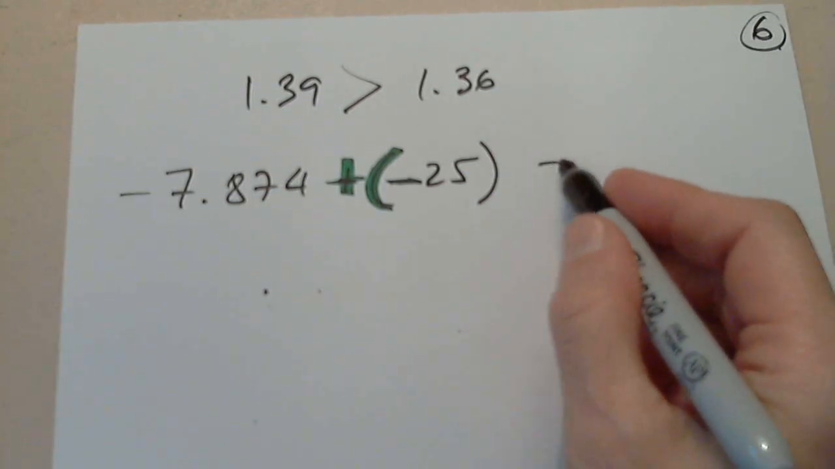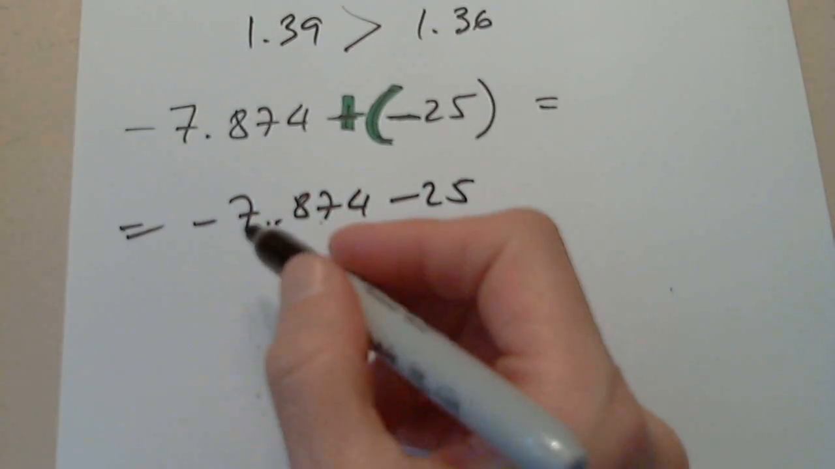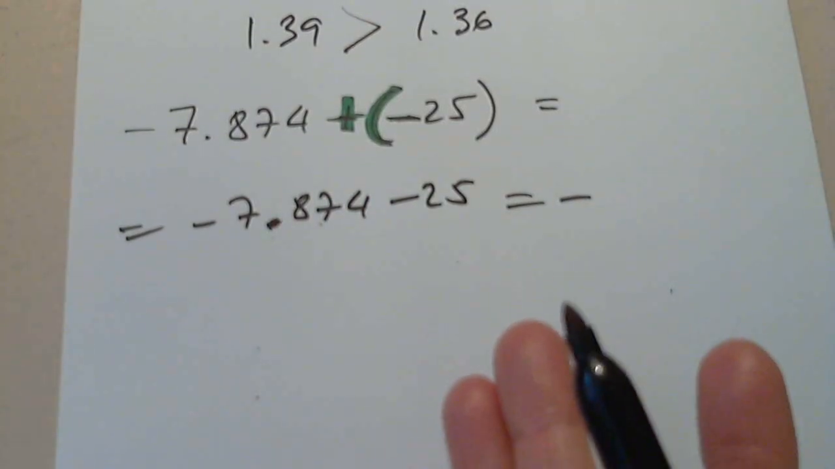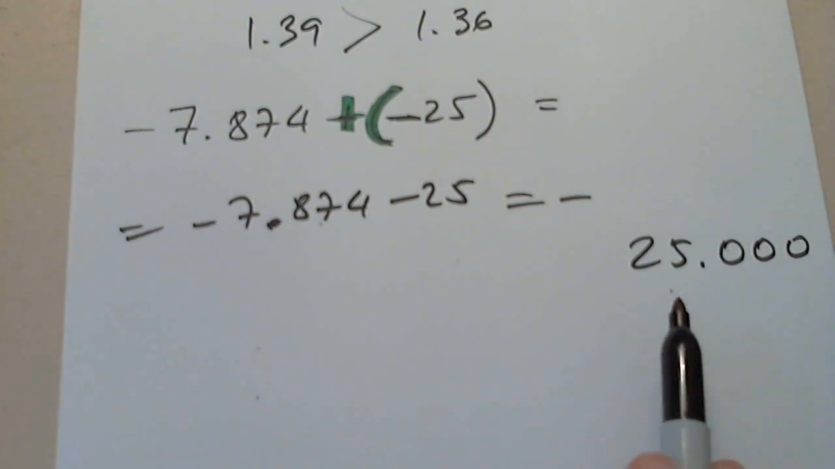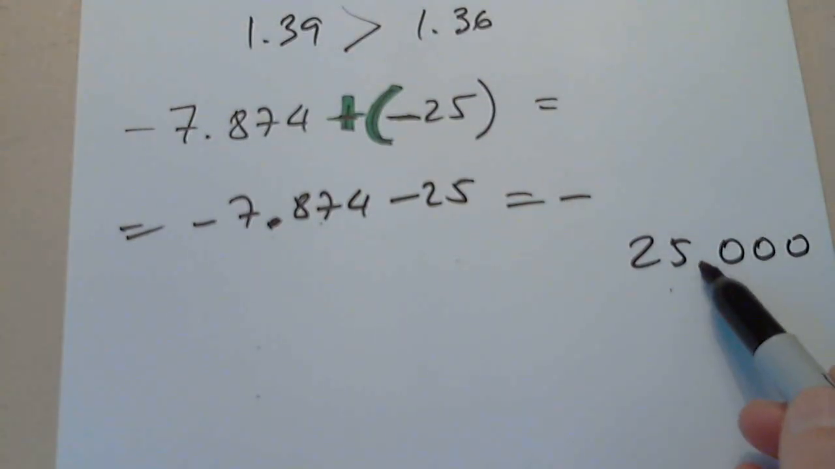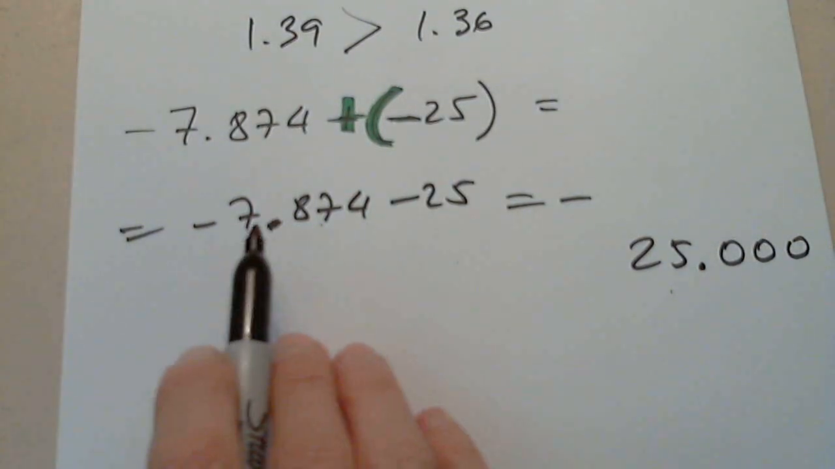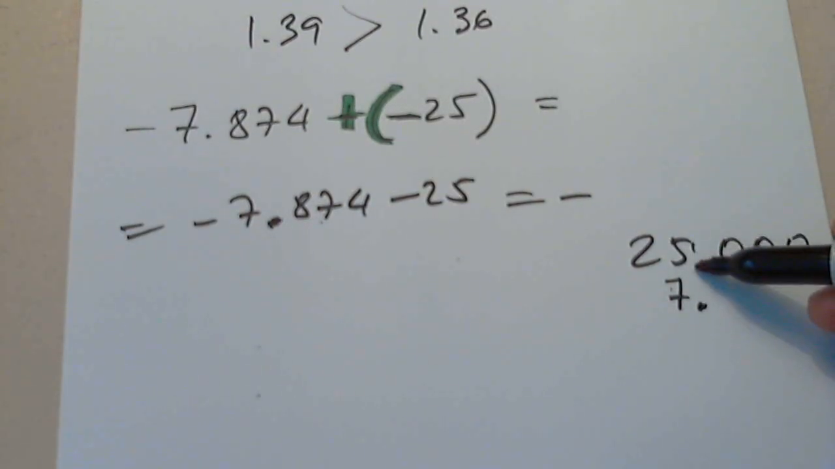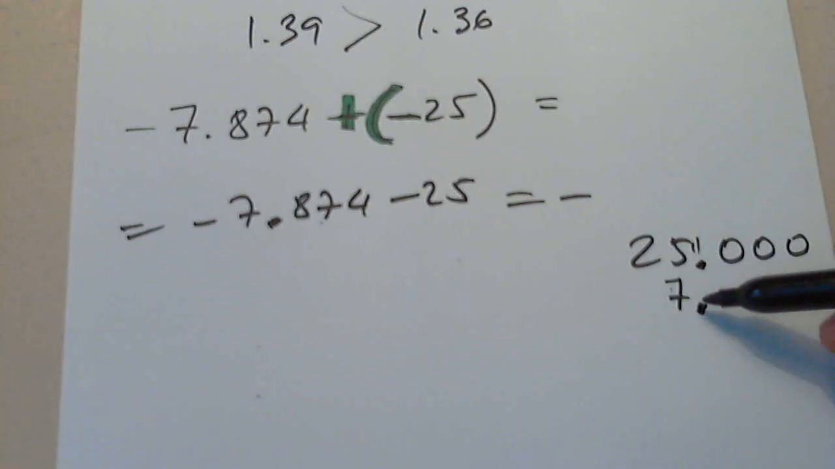Okay, so in that case, I have -7.874 minus 25. So I have to add them because I'm adding debt, negative to negative. The 25 has a decimal point following the 5, so the rest you can fill in with as many digits as you want. But when we add and subtract decimal numbers, the decimal points have to line up. If you don't have the decimal point one under the other, you cannot add or subtract.